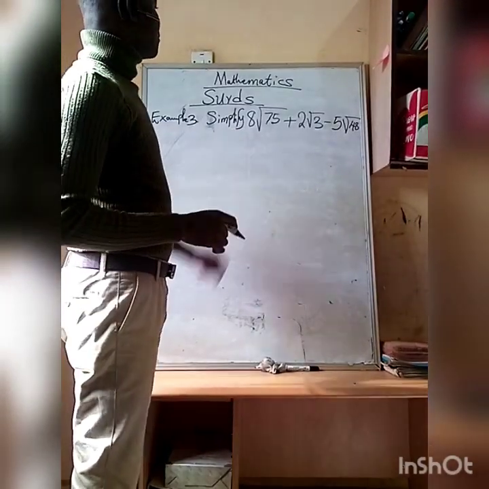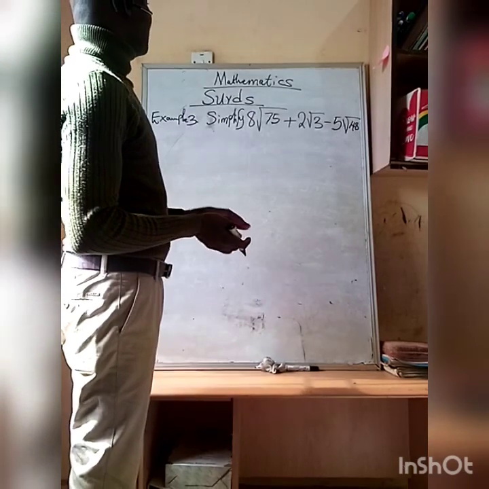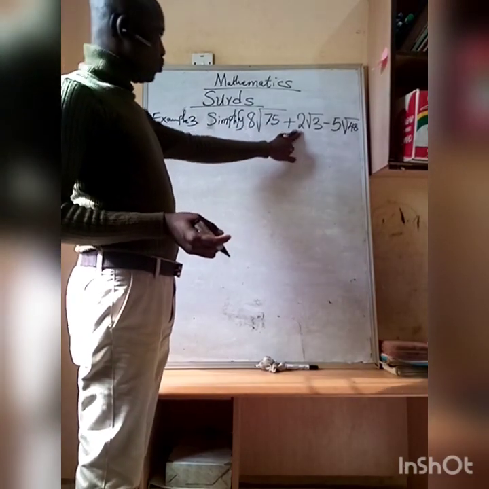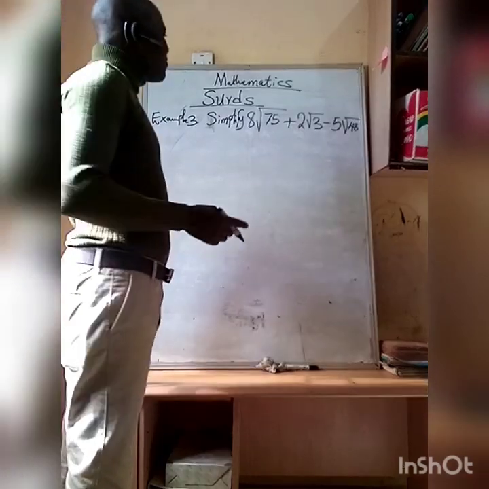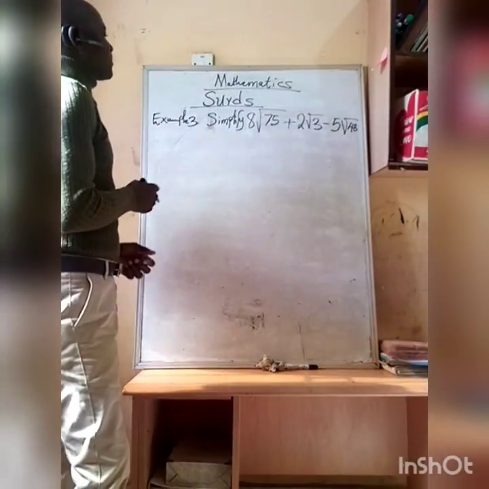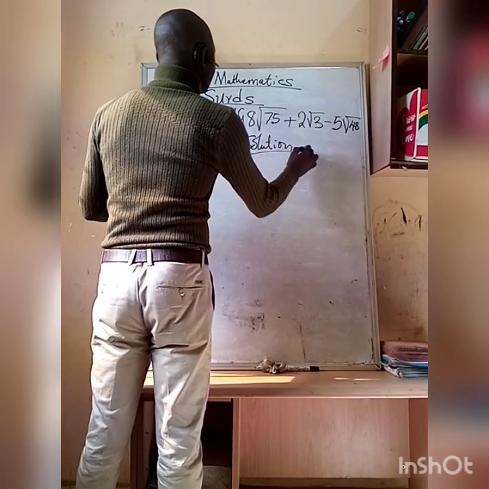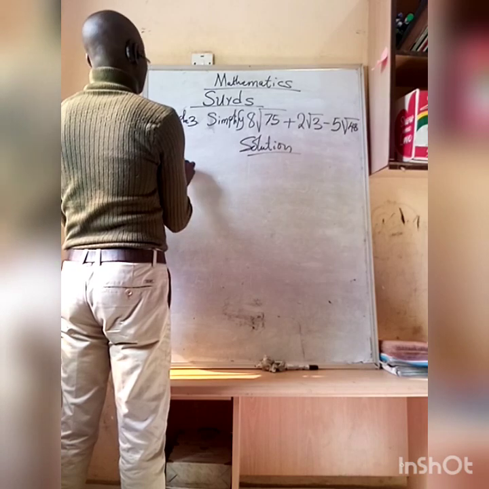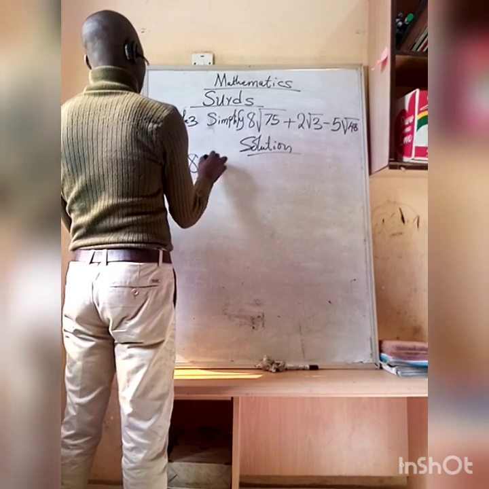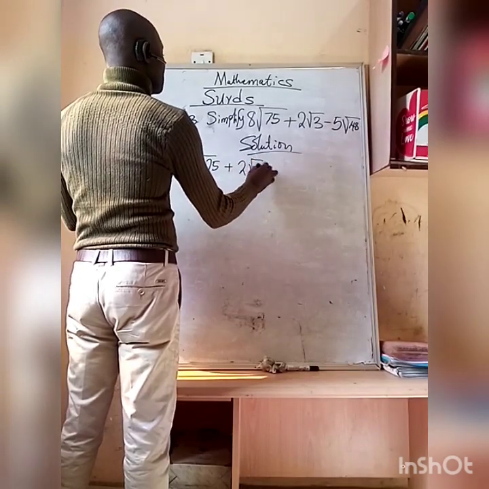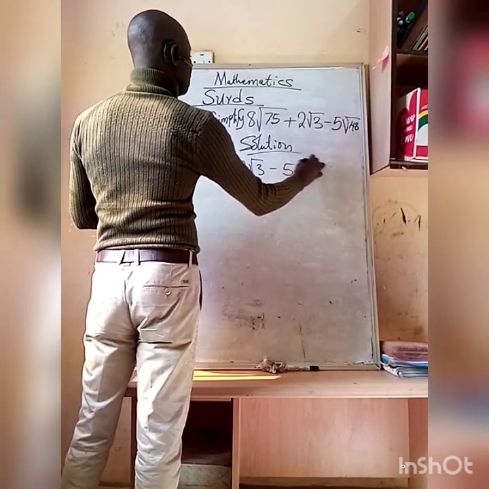Here's another example. We will be given something like this: 8 root 75 plus 2 root 3 minus 5 root 48, and we'll be told to simplify. So, given 8 root 75 plus 2 root 3 minus 5 root 48.